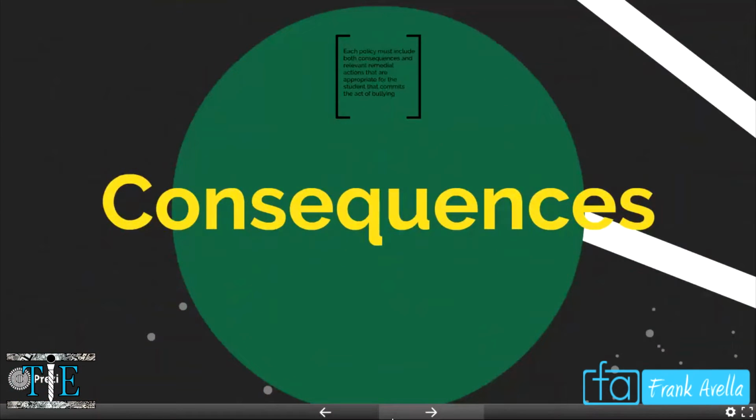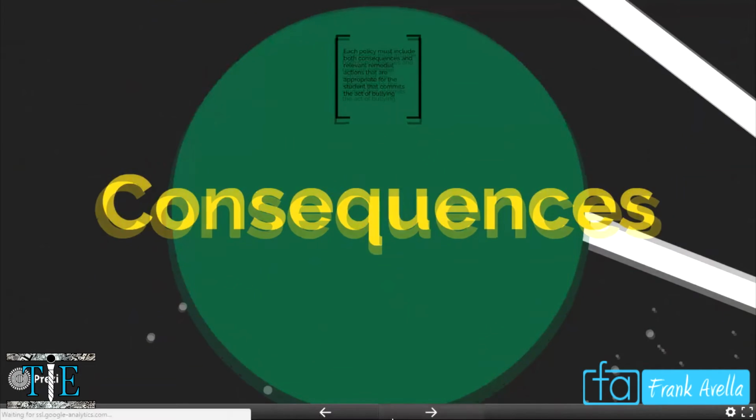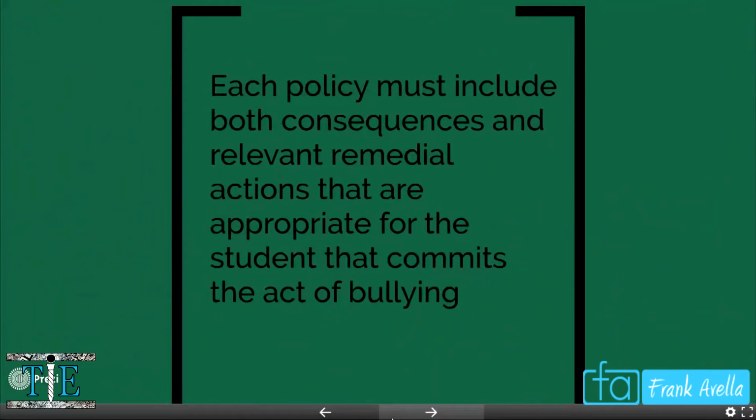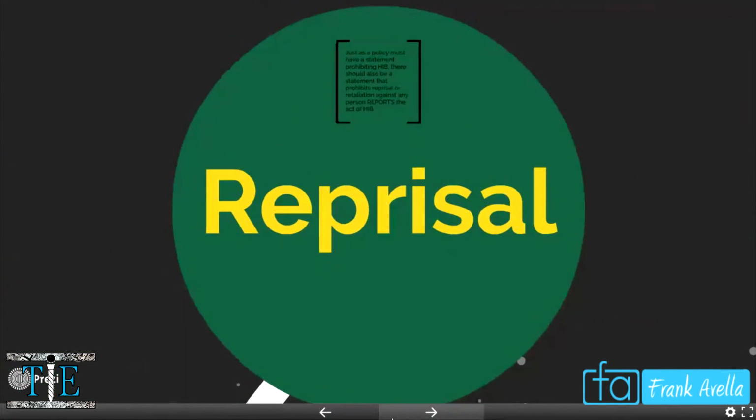Okay, consequences. Now we talk about a range of responses. You have consequences in those range of responses. So the HIB policy on the school website must include the consequences and remedial actions that are appropriate for students. And, okay, reprisal.